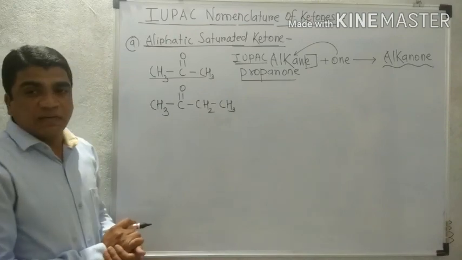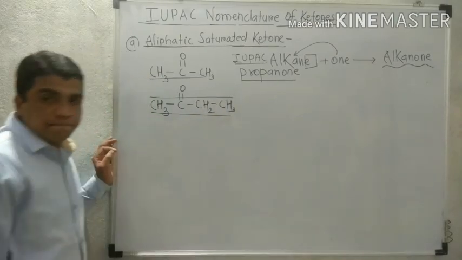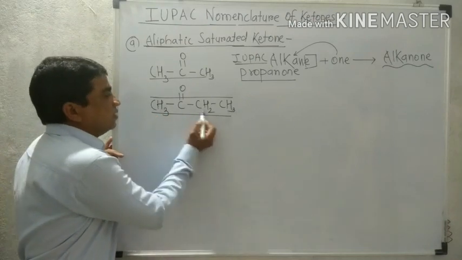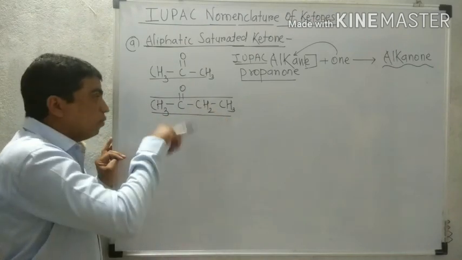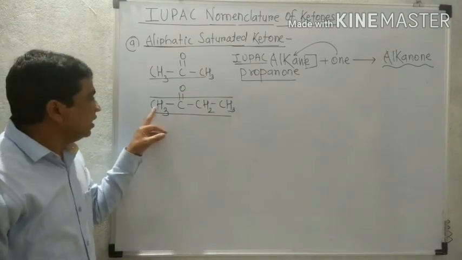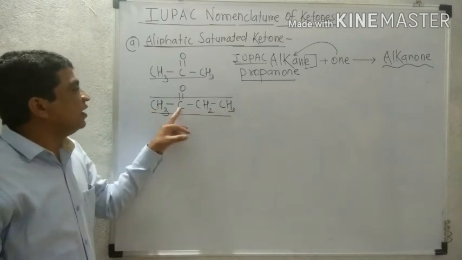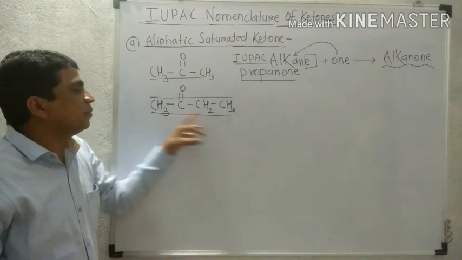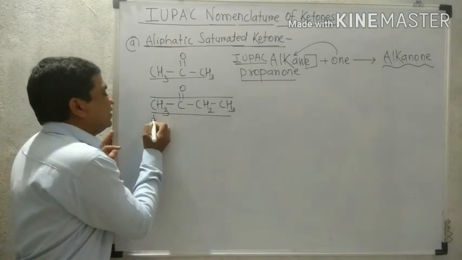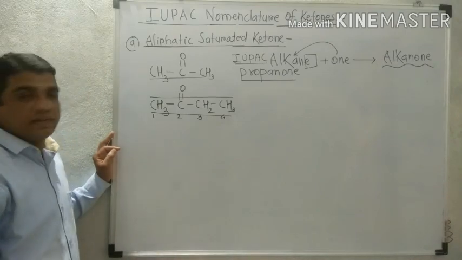In this type of structure, we first select the longest carbon chain, like this. And then we have to number the carbon chain from that end which is nearer to the C double bond O. So this end is nearer than this end, because from this end the C double bond O is located at the second carbon, and from the other end it is located at the third carbon. Therefore, after selection of the long chain, the numbering of the carbon chain is done like this.